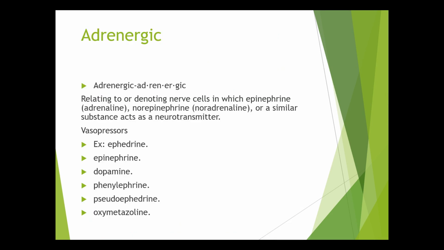So adrenergic, what is the definition? So it relates to nerve cells in which adrenaline or epinephrine, norepinephrine is another hormone similar to epinephrine, acts on a neurotransmitter. So adrenergic means that it's stimulating it. And there's some vasopressors which are adrenergic, and that is used for a multitude of things. One of them in a critical care unit, perhaps, if you're trying to keep somebody alive and you can't get their blood pressure up, so you put them on these IV vasopressors.